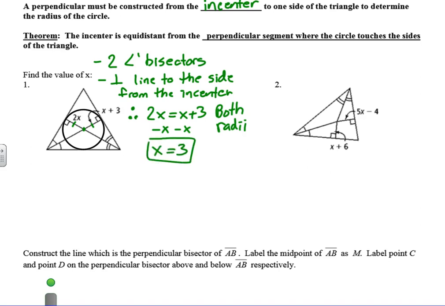Okay, so again, we saw the tick marks told us it was an angle bisector. The angle bisectors meet at the in-center. The in-center creates an inscribed circle, and we know that those two distances are equal to each other. Okay, so in number 2, this is the same thought process.